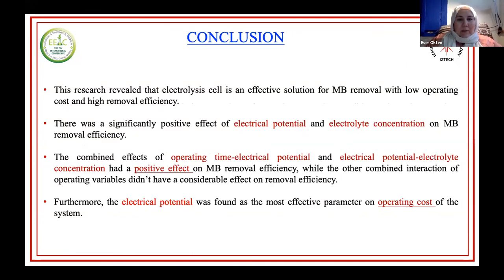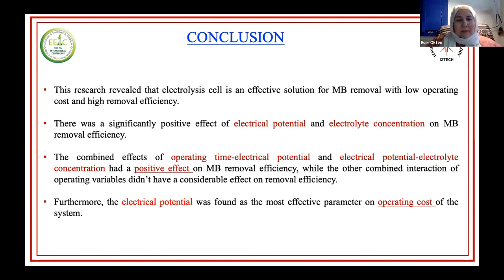And the conclusion, well, it's an effective solution for methylene blue removal. So it has a potential for application in the textile wastewater. But of course, in the textile wastewater, we have many more different dyes and other components. So that has to be checked or reproduced there too.